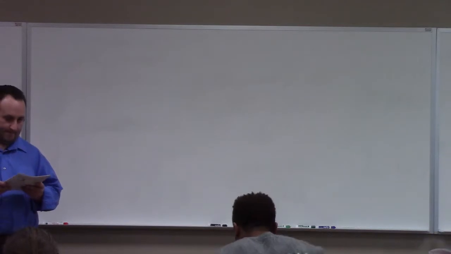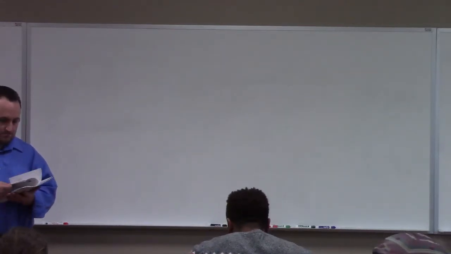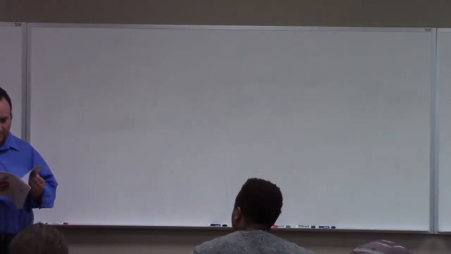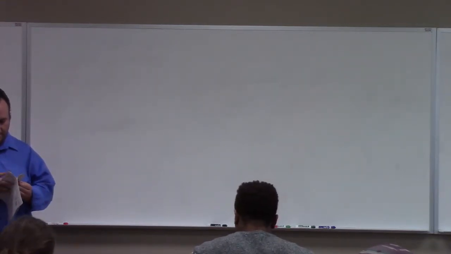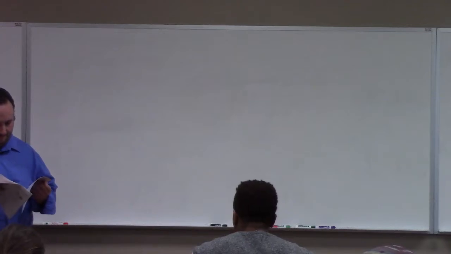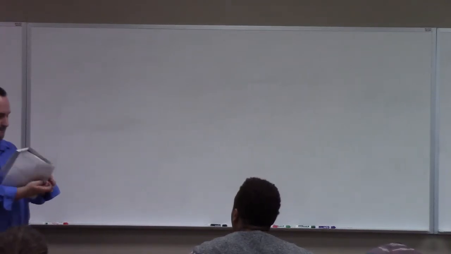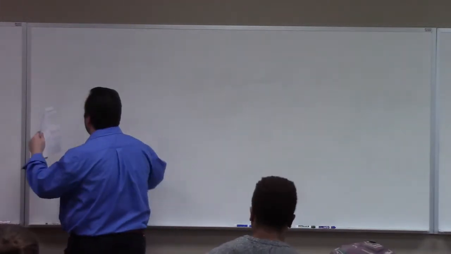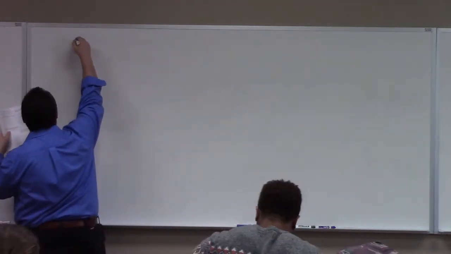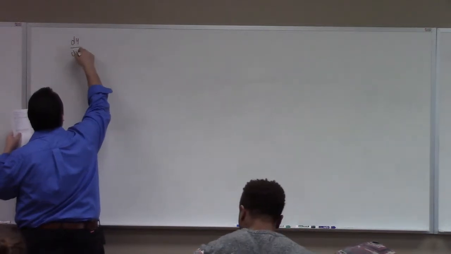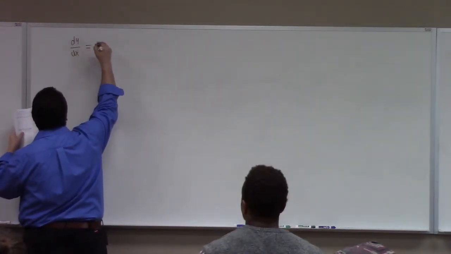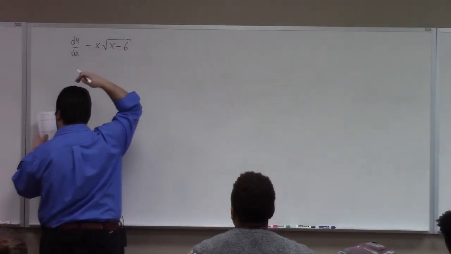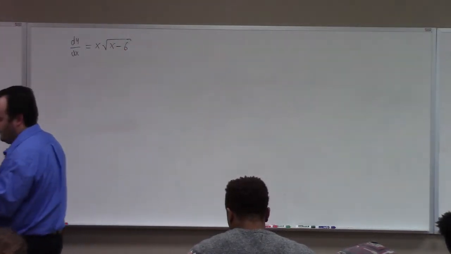Can I ask a question about 6.1, number 49? Oh, it's number 49, I'm sorry. So let me write this one out here. We've got dy/dx equal to x times the square root of x minus 6, and we're supposed to find the general solution, right? All right.